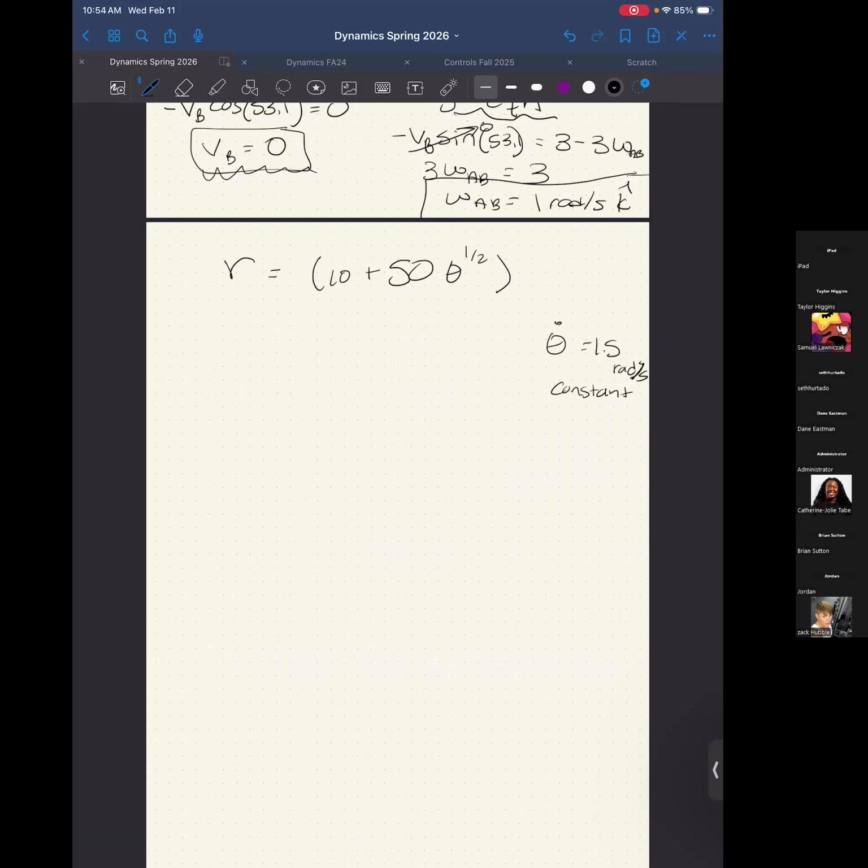There you go. Okay, so I'm aiming to take dr dt, but R is a function of theta. So I can't straight up do dr dt. I need to do dr d theta times d theta dt. Okay, I can take dr d theta. That one's easy. That's just the derivative where I'm treating theta as the variable. So I should get 25 theta to the minus 1/2, I think. Is that right? Yeah.